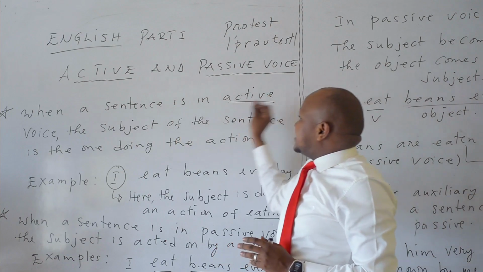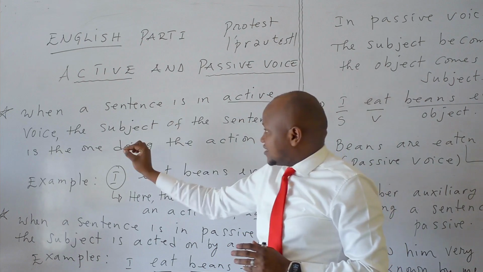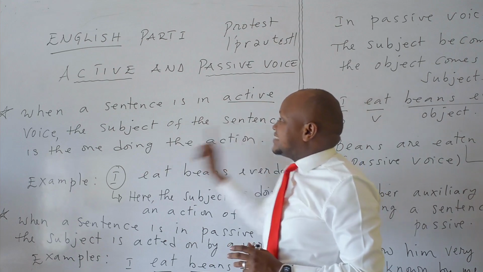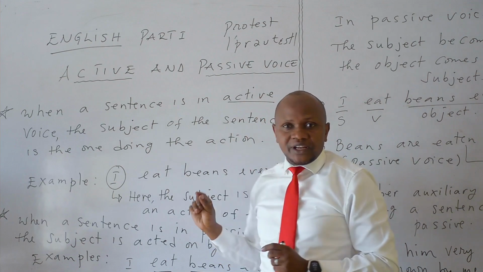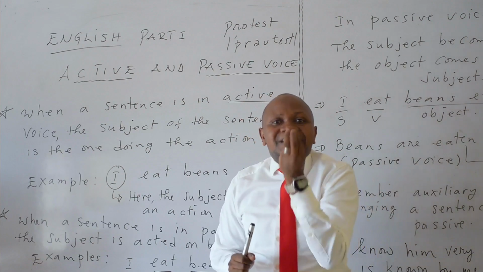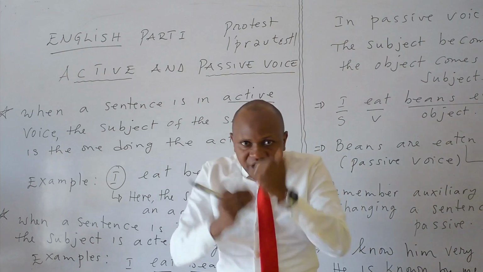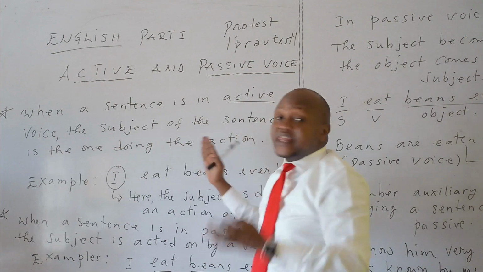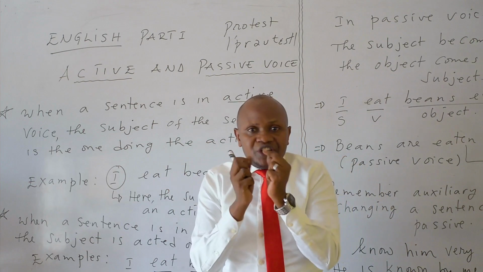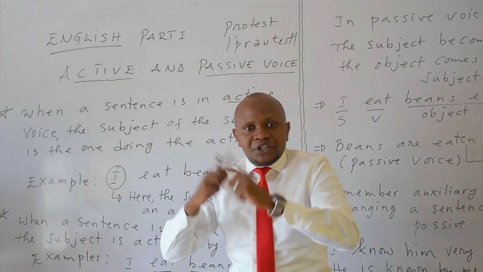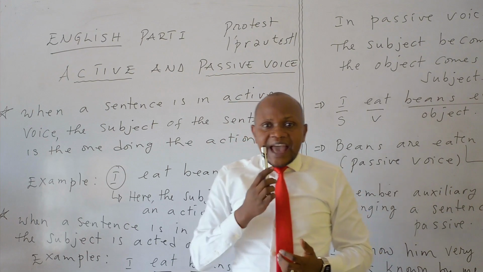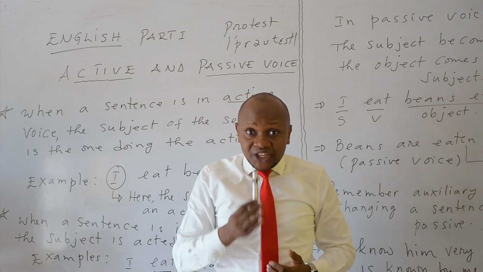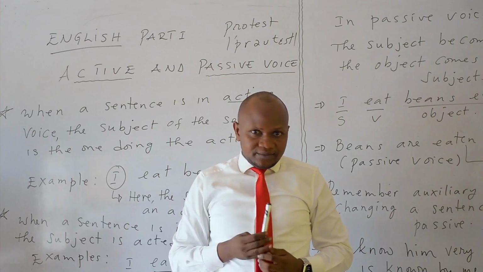Then here, active and passive voice. When a sentence is in active voice, the subject of the sentence is the one doing the action. Iyi nteruro iri muri active voice. The subject of the sentence is the one doing the action. Nuvuga ngo sije ruhamwa niyo ibiri gukora igikorwa. Example, I eat sweet potatoes every week.